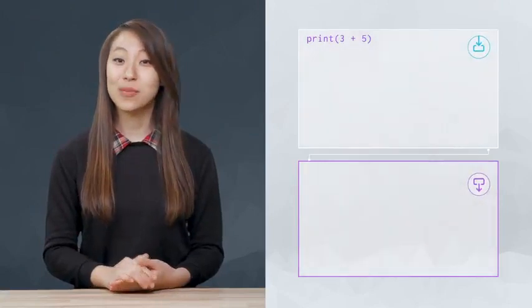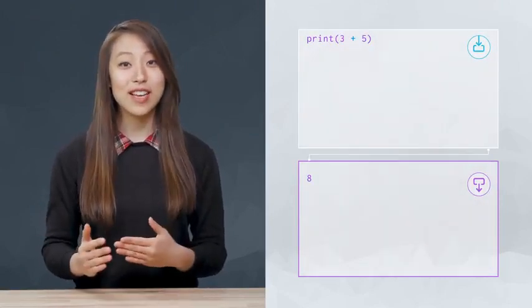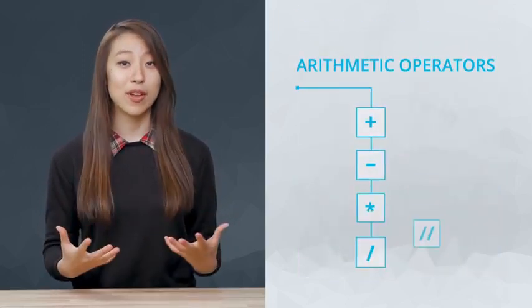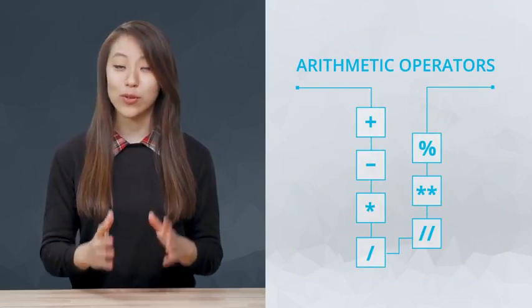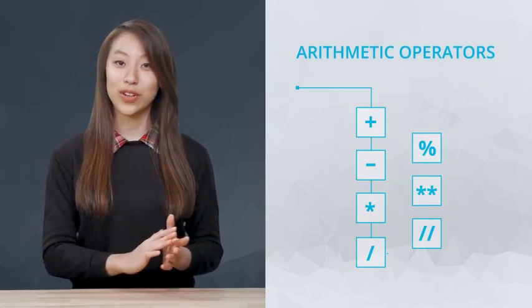In the last video, you saw this line of Python that computes the sum of 3 and 5. The plus sign in this line is an arithmetic operator. Python has several arithmetic operators, most of which follow the usual rules of mathematics. Let's look at the first four.